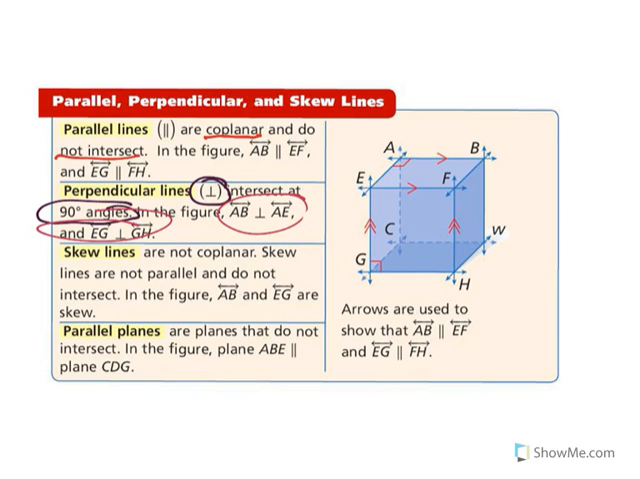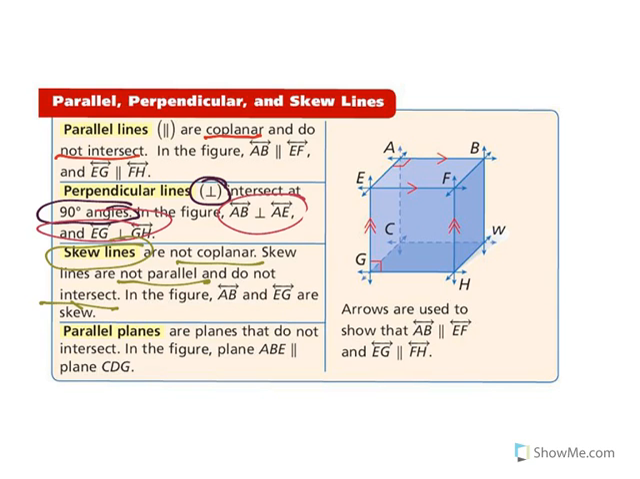Then we talk about skew lines. Skew is kind of one of those words that is just a weird word. So skew lines means that they're not coplanar, they're not parallel, they don't intersect. Basically, they have nothing to do with each other. Skew lines are unrelated, basically.